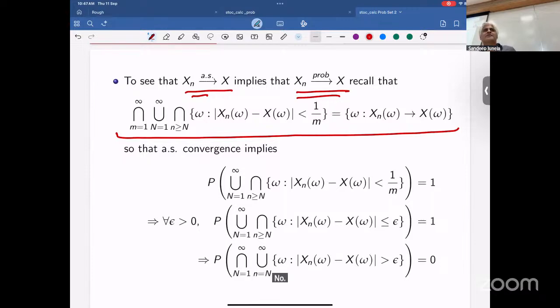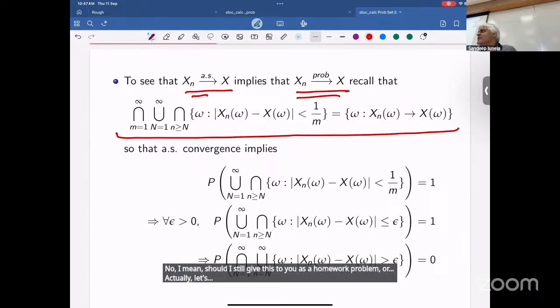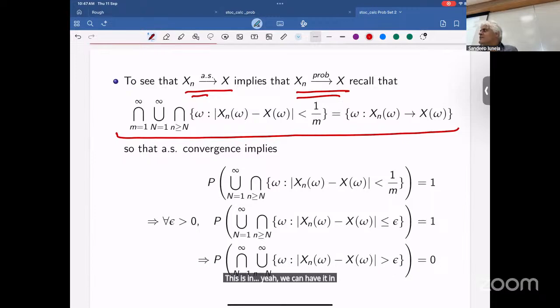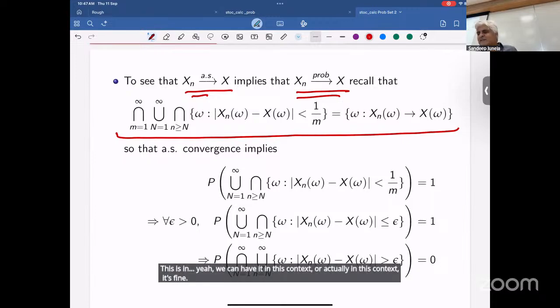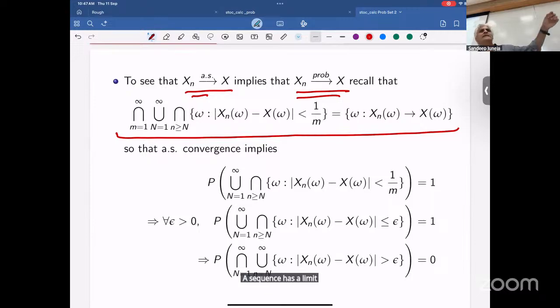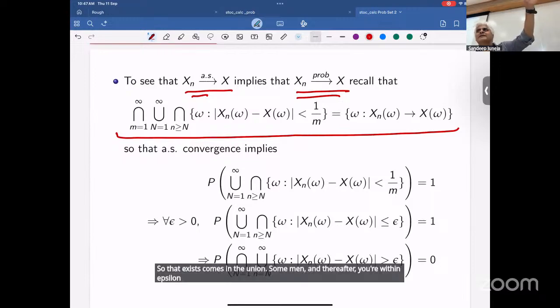Should I still give this to you as a homework problem? Actually, let's have this also as a homework problem. Essentially, you have to ask yourself what it means for the limit to exist. For every omega, a sequence has a limit. If I give you any epsilon, that means for every 1 by m, there exists n large enough. So there exists comes in the union, some n, and thereafter Xn(omega) minus X(omega) is within epsilon.